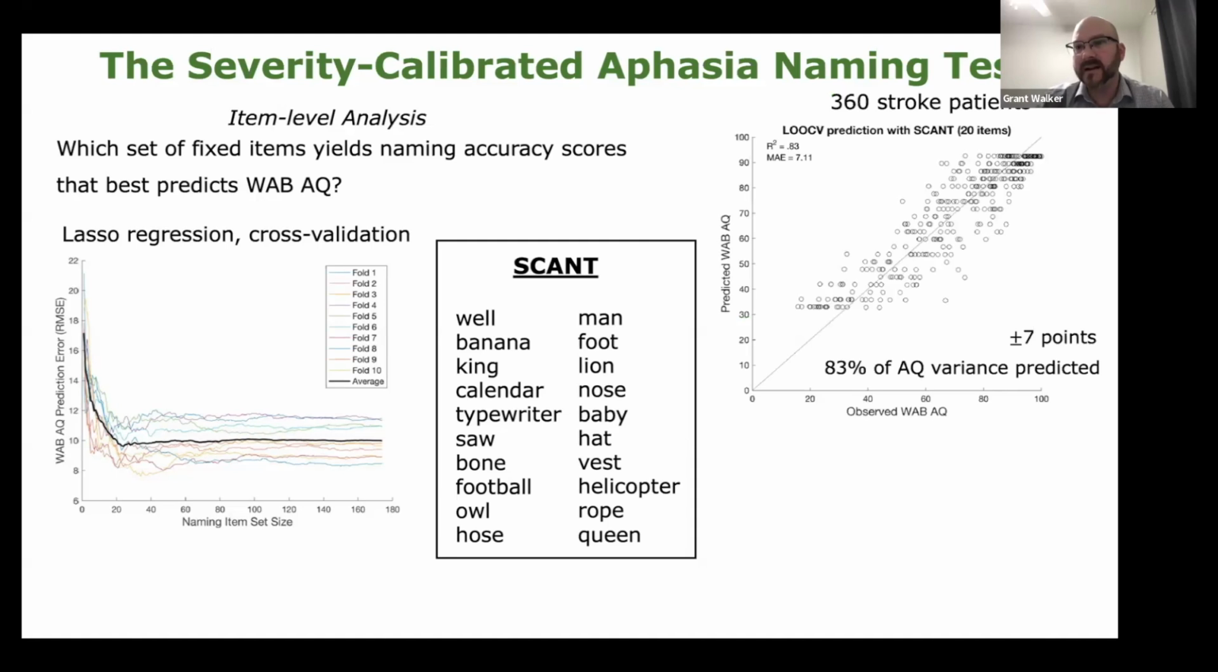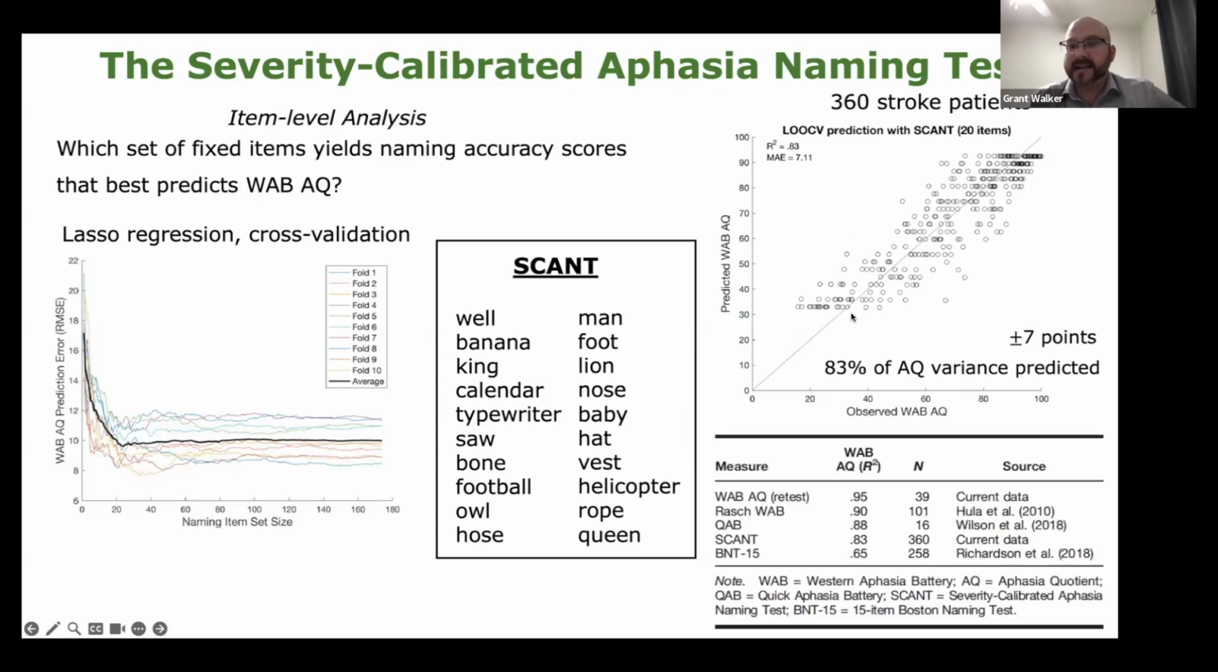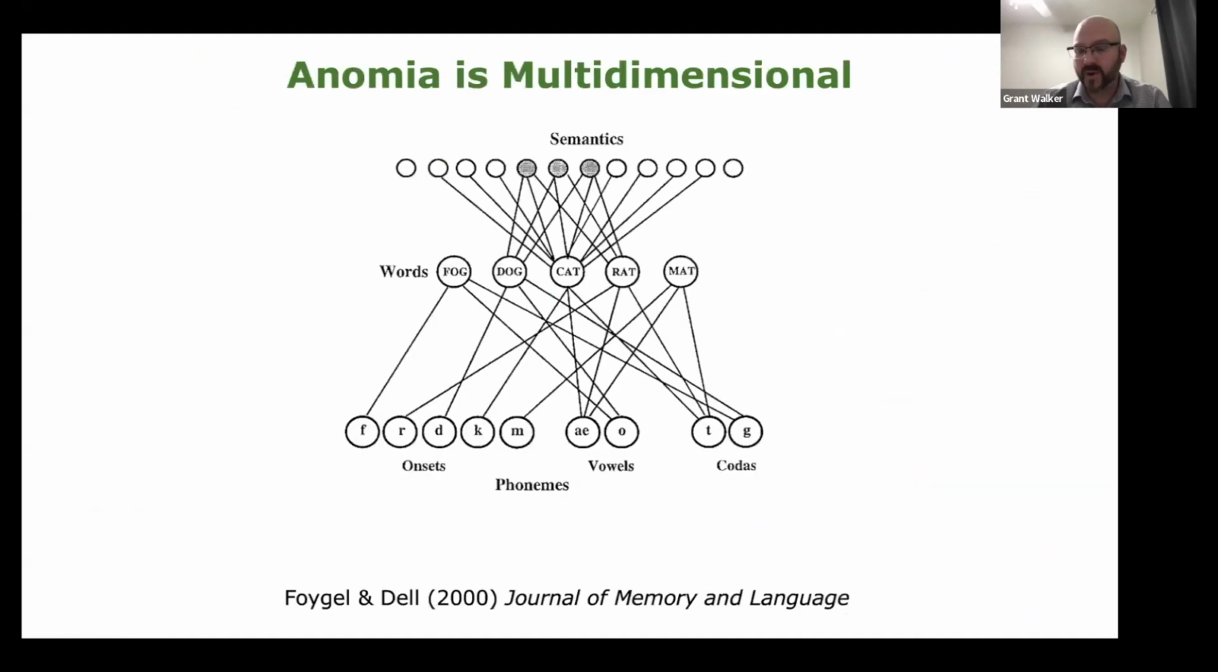And when we look at our cross-validation prediction error, this is using the whole 360 patients. We're within plus or minus 7 points. You can see this diagonal line is the identity line. We're explaining about 83% of the variance in these test scores. So that's pretty good. That is in line with some other ways of estimating aphasia severity in the literature. So we're happy about that.